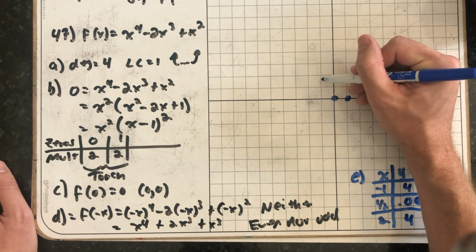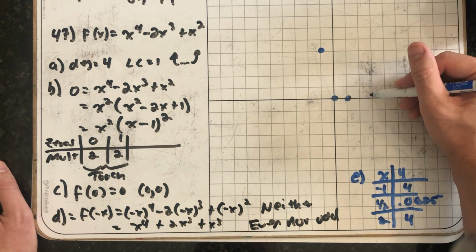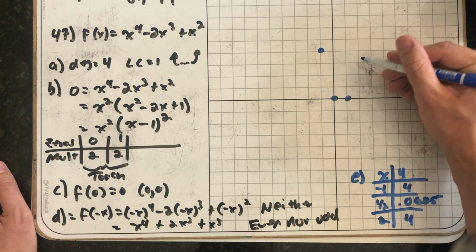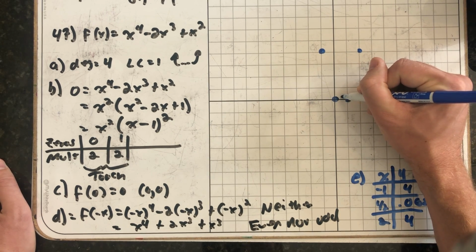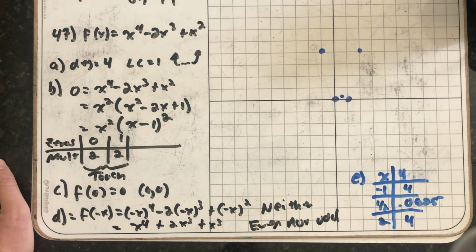So -1, 1, 2, 3, 4. +2, 1, 2, 3, 4. And then at 1/2, 0.0625, so not even a tenth. Something that's just barely above the axis. So I think that's definitely too high, but we'll just let that work for now.